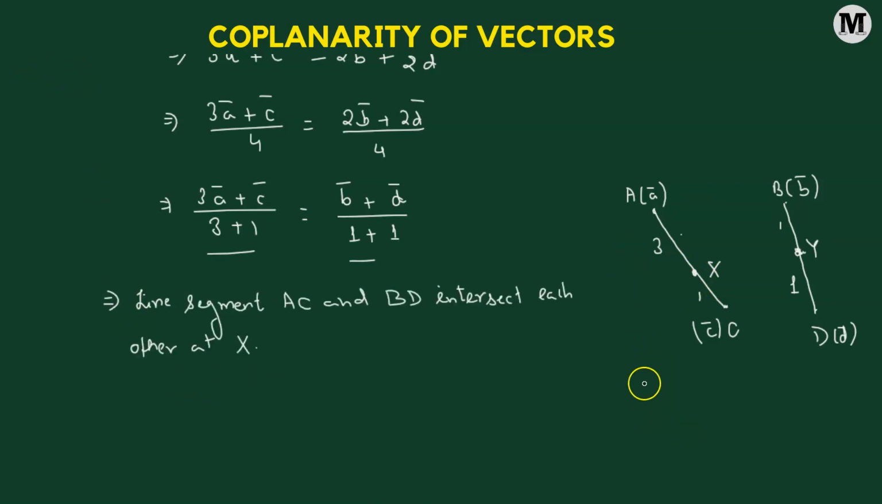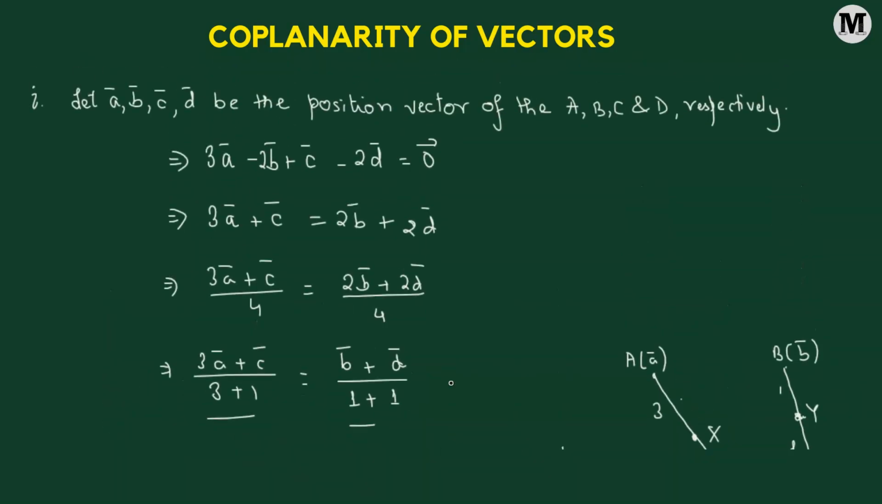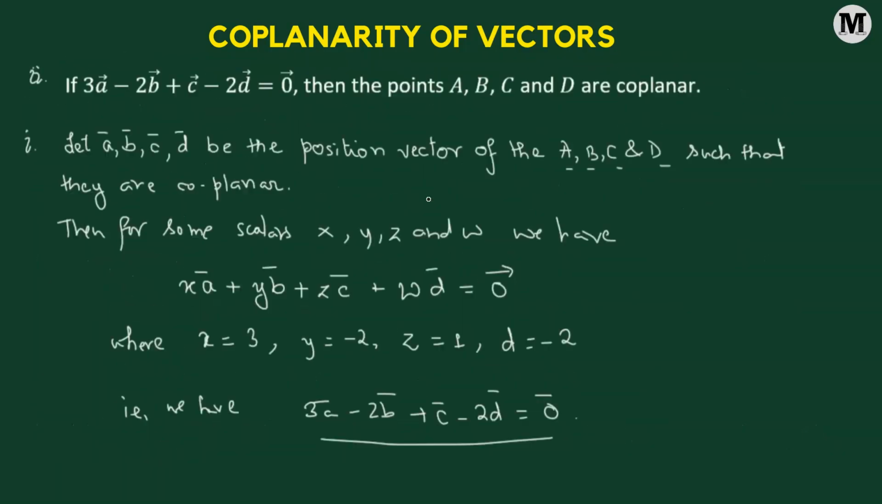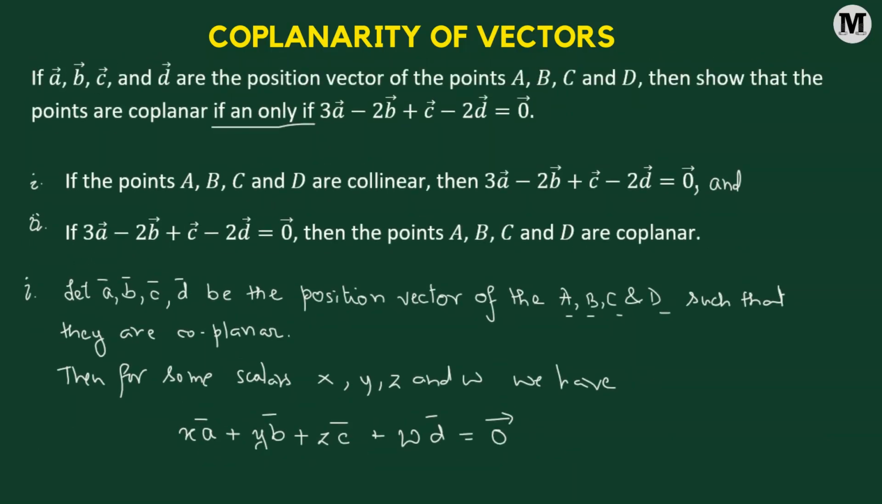Now we have two line segments AC and BD which are intersecting at the common point X, and this is only going to be true if the points A, B, C and D lie on the same plane. In other words, the points A, B, C and D, these 4 points are coplanar, given that we started out with the condition that 3a vector minus 2b vector plus c vector minus 2d vector equals the null vector. So we have proved the second part as well. Since both proofs are done, ultimately we can say that if a, b, c and d vectors are the position vectors of the points A, B, C and D, then the points are coplanar if and only if 3a vector minus 2b vector plus c vector minus 2d vector equals the null vector.